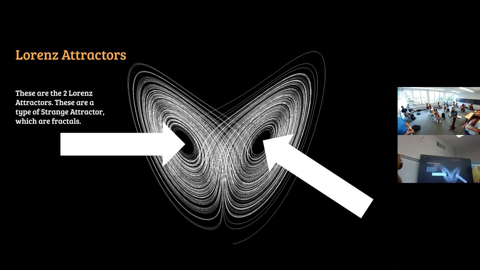Okay, so here's the Lorenz system of equations, and we'll dive deeper into this in a minute. But as you can see, there are 2 different attractors, which the arrows point to, where the values are attracted to. These two attractors are types of strange attractors, which are also fractals themselves. So there's a connection between those attractors and fractals.